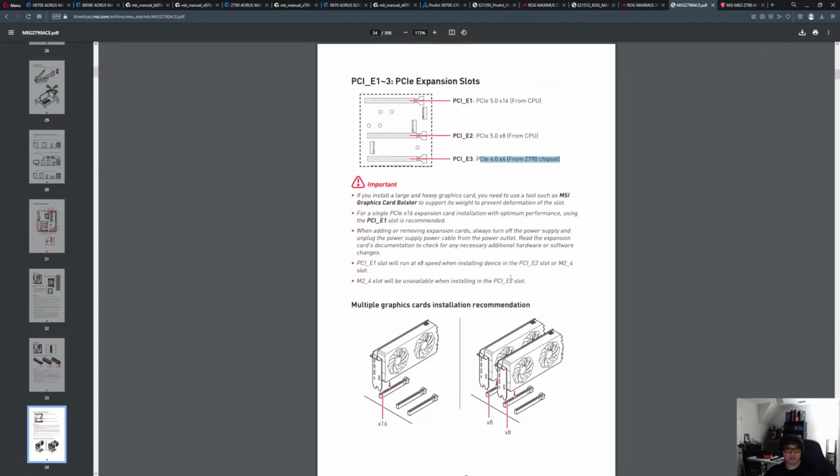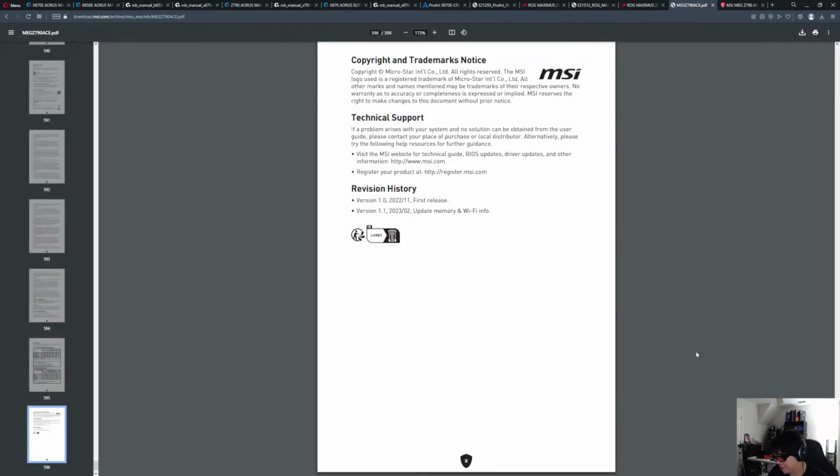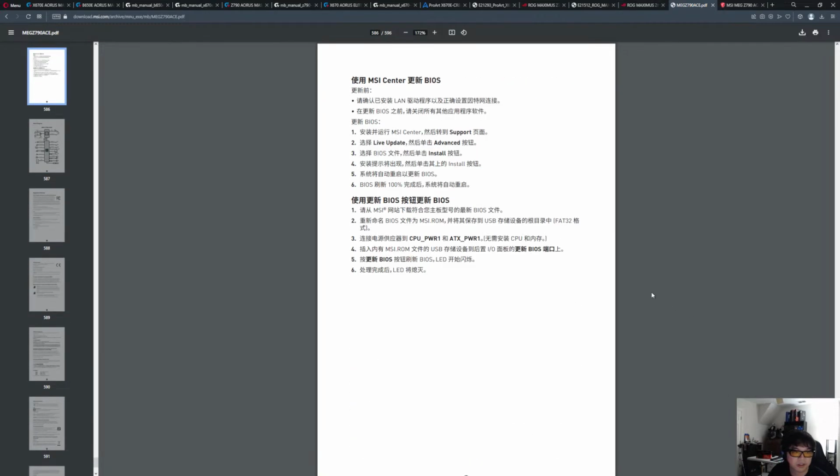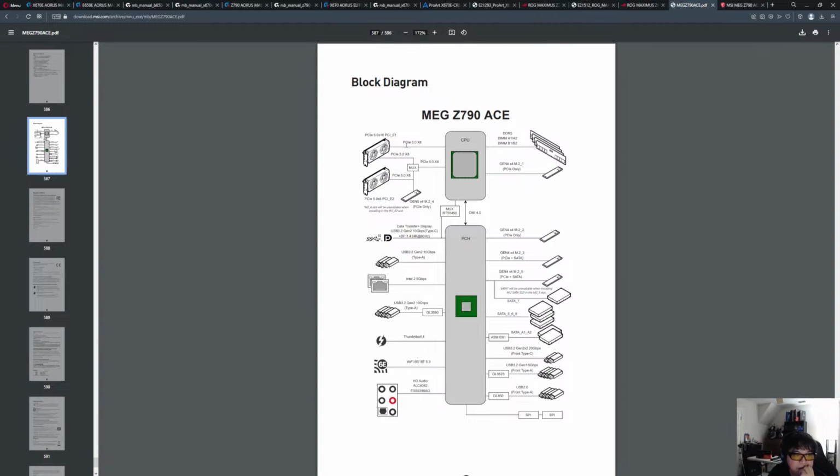From chipset. PCIe E3 is from chipset. But they forgot to draw it on their block diagram. So that's a big oops. On MSI's part, they failed to include that on their block diagram. From what I could tell, I really don't see it on there anywhere. But that's going to be that. Right? Nowhere down here does it say PCIe 4.0 anywhere. So they forgot to draw that on their motherboard block diagram.